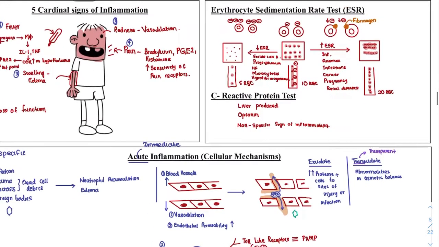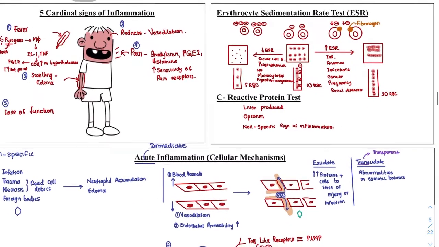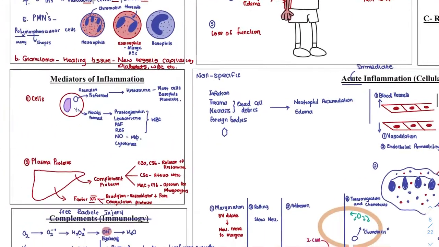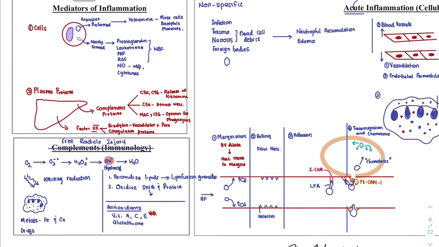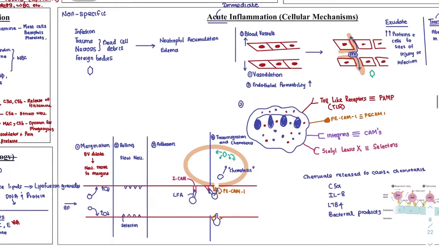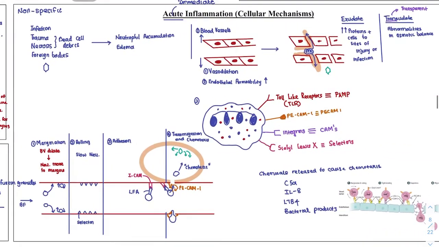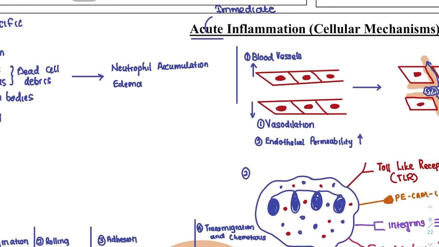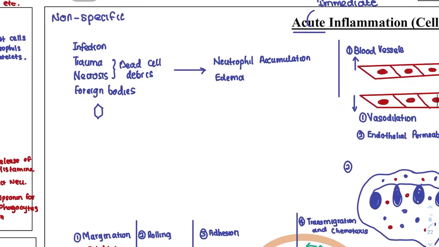So how do we check for inflammation in a clinical setting? One, erythrocyte sedimentation rate. Next, a C-reactive protein test. And this is the concept behind those tests. Now I will talk about acute inflammation. So what is acute inflammation? That's an immediate response. It's non-specific, immediate, it's a very fast response.